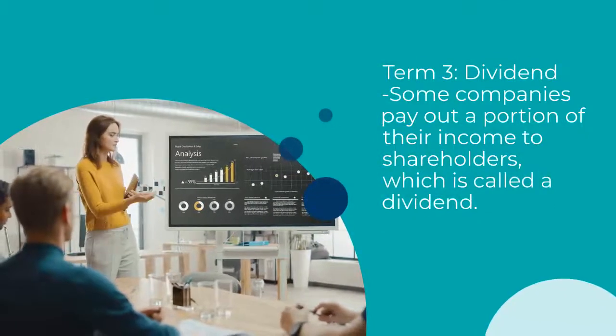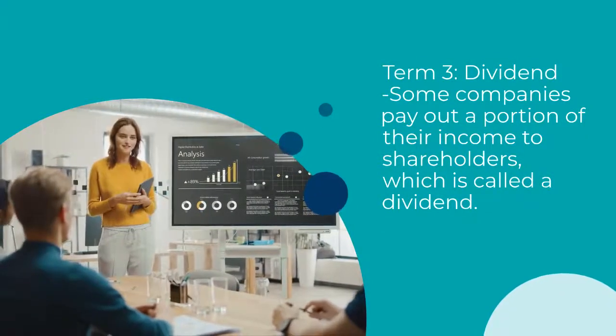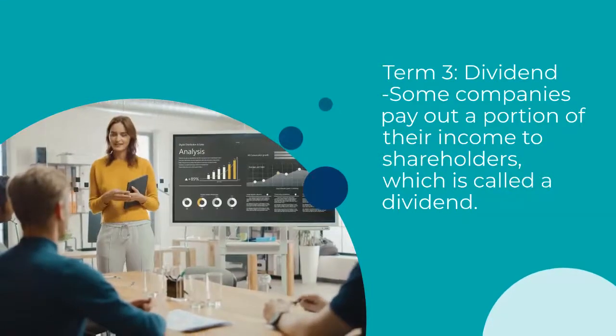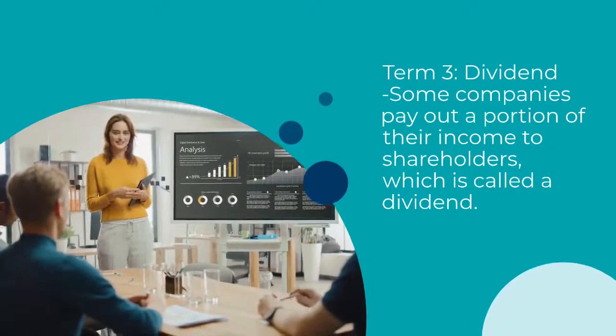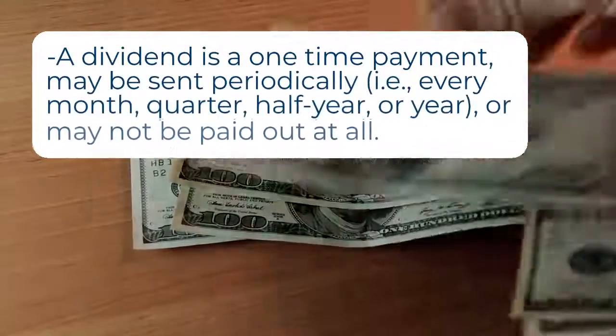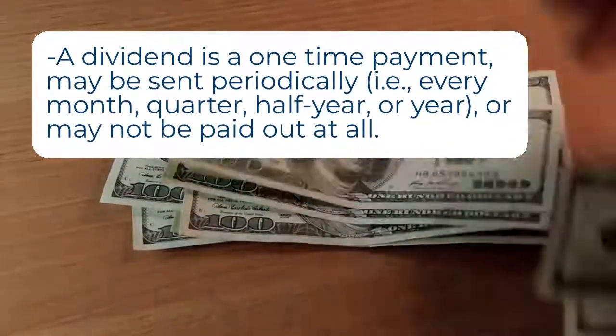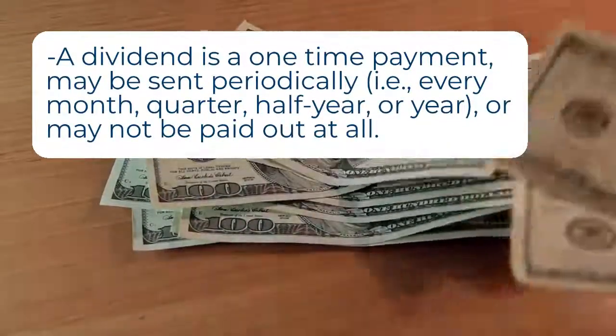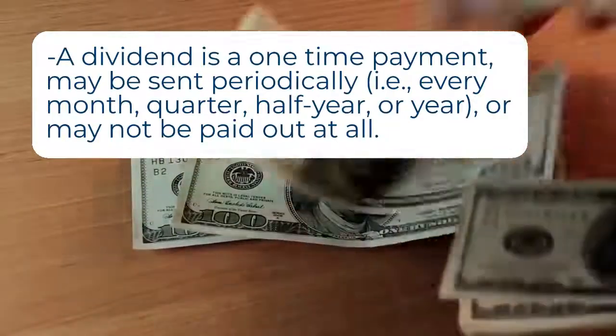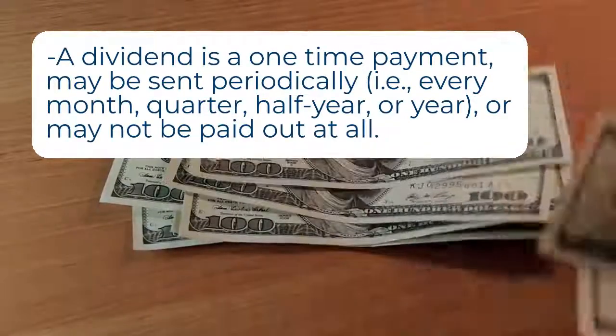Term 3, dividend. Some companies pay out a portion of their income to shareholders, which is called a dividend. A dividend is a one-time payment that may be sent periodically, for example, every month, quarter, half a year, or year, or may not be paid out at all.